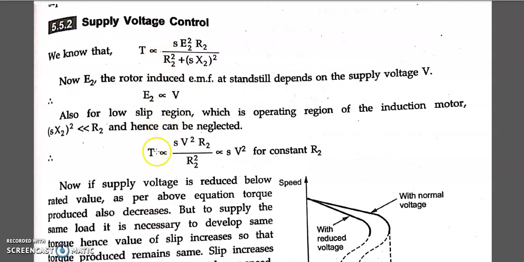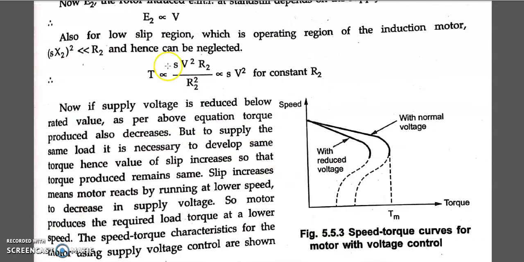Let us assume that it's a low slip region. In the low slip region, S times X2 squared will be very small compared to R2, so it is neglected. So I'm going to rewrite this accordingly. And R2 is constant. I'm not going to touch R2, since the topic is only supply voltage control. Now let us say your machine is connected to a constant load. As we know, the torque is proportional to S V squared.